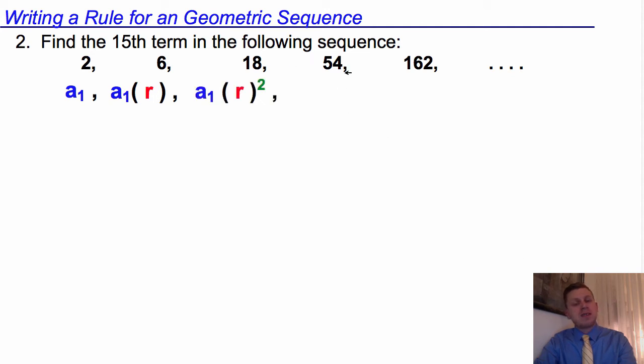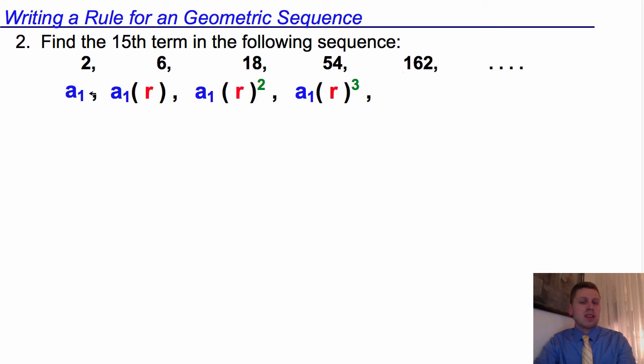Now think about how I got to 54. I multiplied 18 by 3, or really I multiplied this expression by 3, which was the common ratio. R squared times r becomes r cubed. You could probably look at the pattern and see what this expression would be represented by.